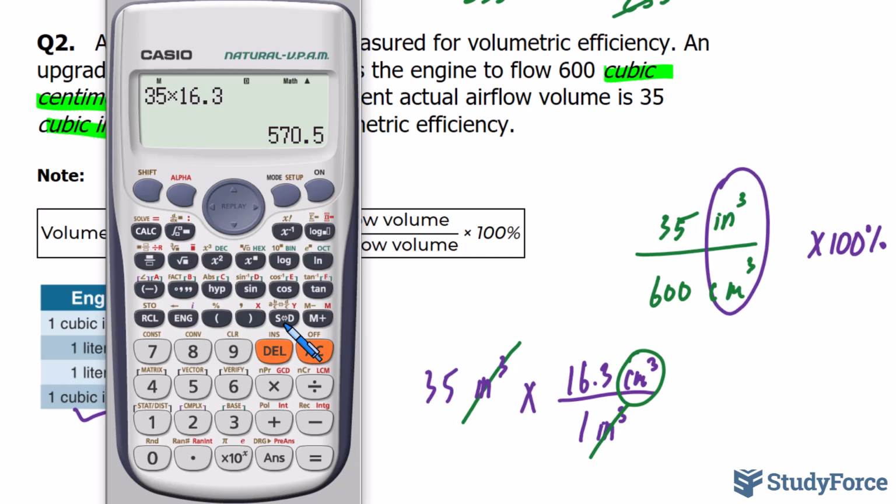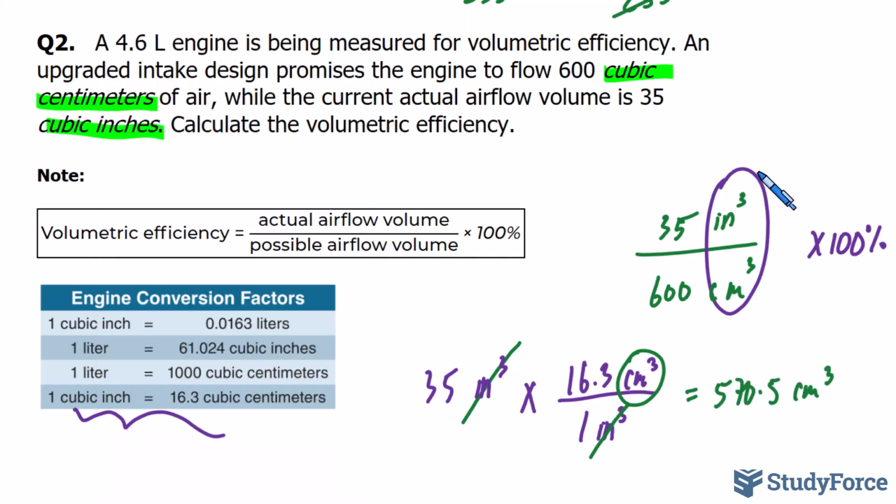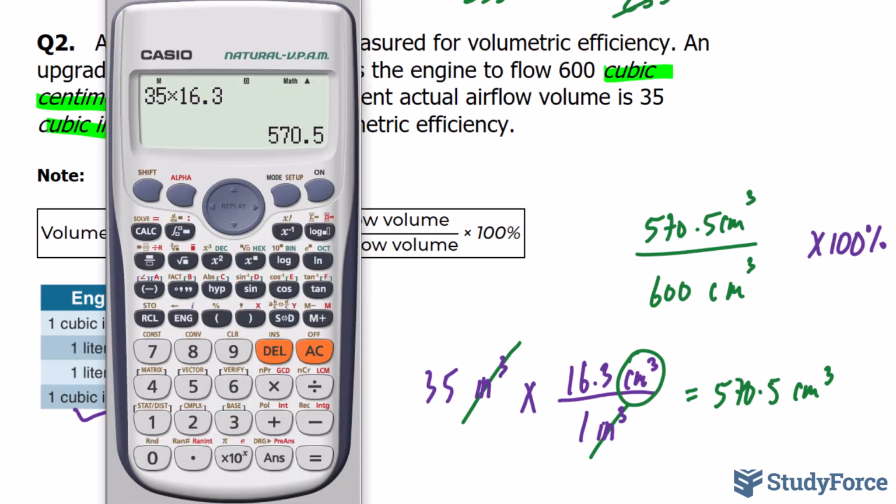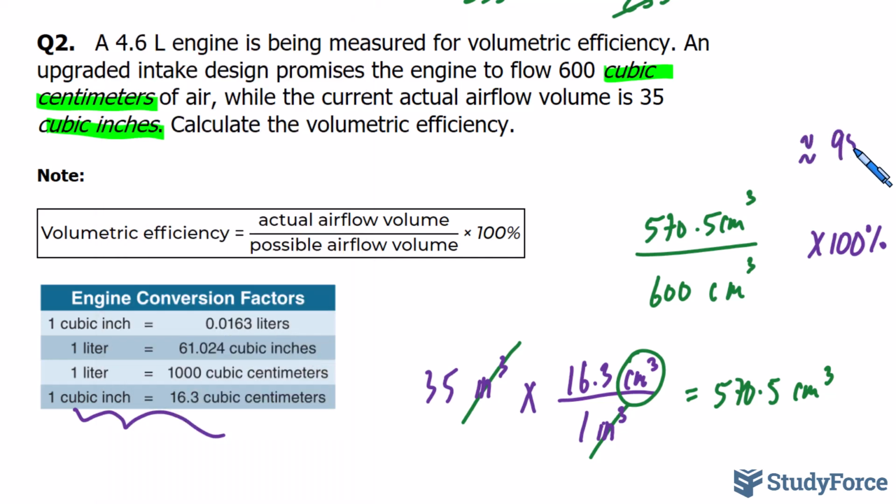So I'm going to go ahead and replace 35 with 570.5. Again, this is the measured airflow volume. So this was something that a technician actually found. We take this value now and divide it by 600, then multiply by 100% or a factor of 100, and this gives us a volumetric efficiency of roughly 95%.